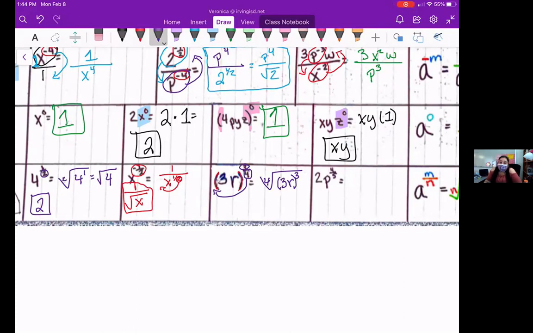So then hopefully you see that this is power of power. So our answer is actually the fourth root of 3 to the power of 3 r to the power of 3. Simplify that, 3 to the power of 3 is 27, so the fourth root of 27 r cubed.